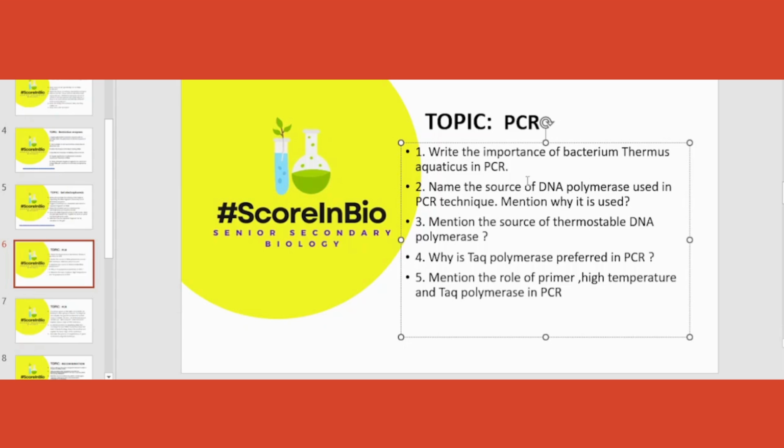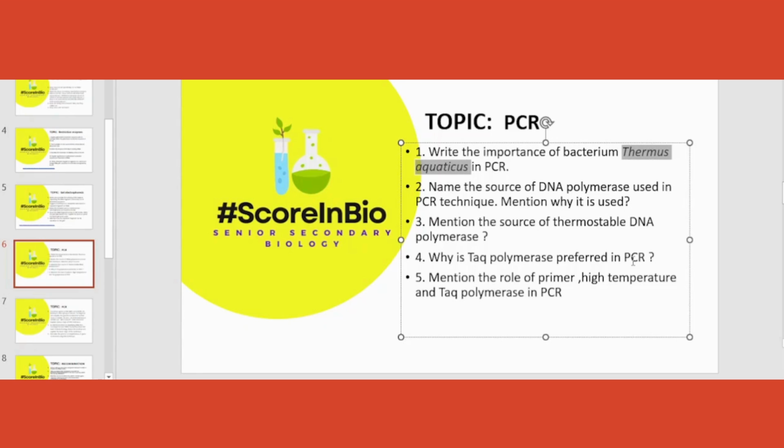Again, same question, number 1 and 3 are the same. Source of thermostable DNA polymerase: bacterium Thermus aquaticus. When you're writing, please underline it. When we type it, we will always italicize it. Mention the source of it. Done. Why is Taq polymerase preferred in PCR?